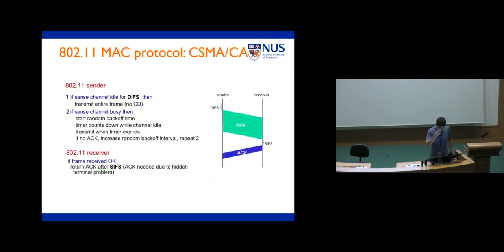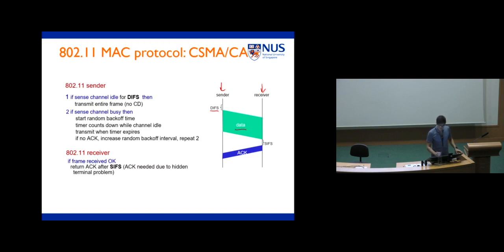Now let's look at the CSMA CA protocol and how it works differently than CSMA CD. Here we have the sender and here we have the receiver. The first thing the sender does is obviously sense the channel for a while, for what we call the distributed interframe space, or DIFS. If there is no transmission, then it starts transmitting data to the receiver.